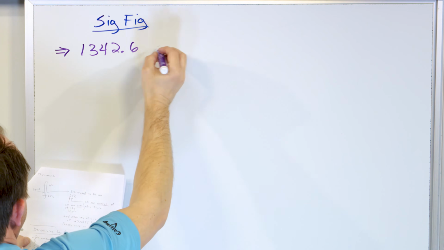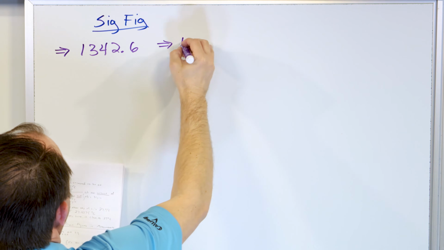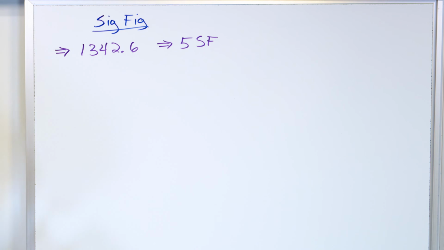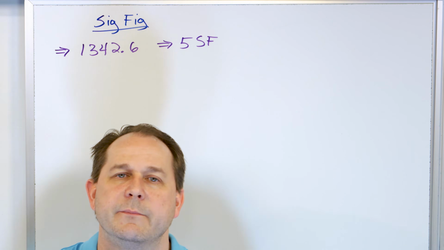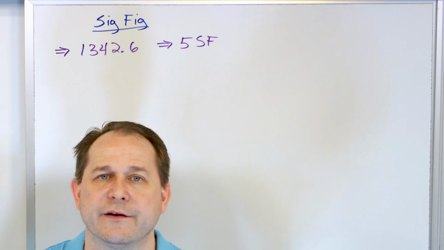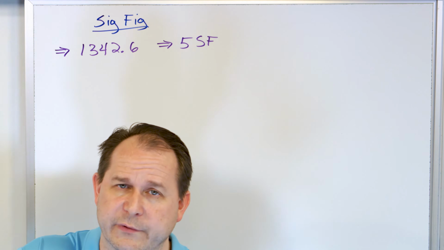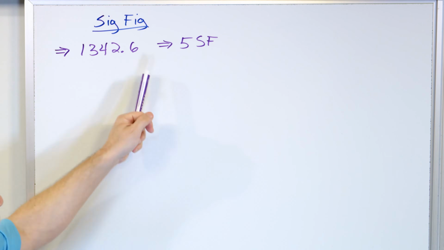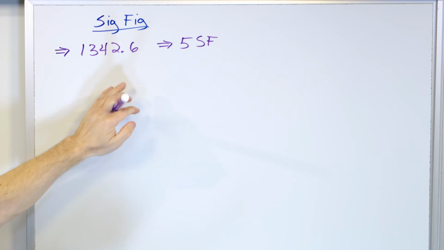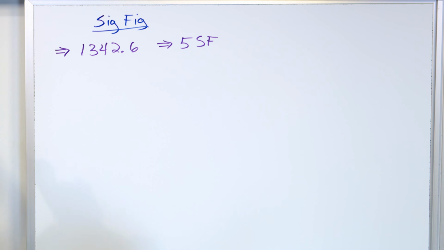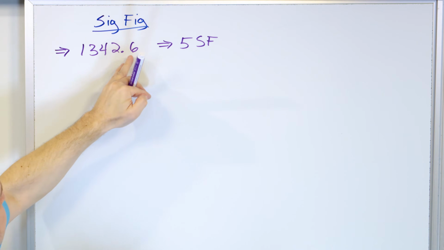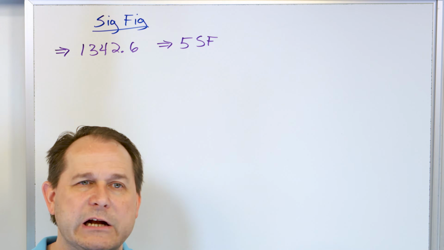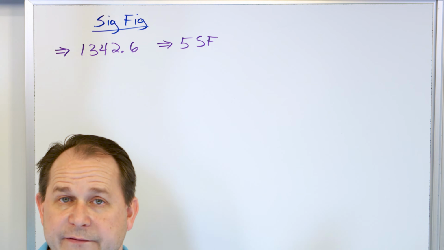1342.6, this has 5 significant figures. 1, 2, 3, 4, 5. The first rule, I'm not even going to write this rule down, but the first rule is any non-zero number, like any number 1, 2, 3, 4, 5, 6, 7, 8, or 9, they're always significant. So there's no zeros here. Now there is a decimal, but decimals are fine. Any number that you have that's non-zero, it's significant. 1, 2, 3, 4, and then 5. 5 significant figures. Bam, your first rule is very simple. Any non-zero numbers you see, they're always significant.